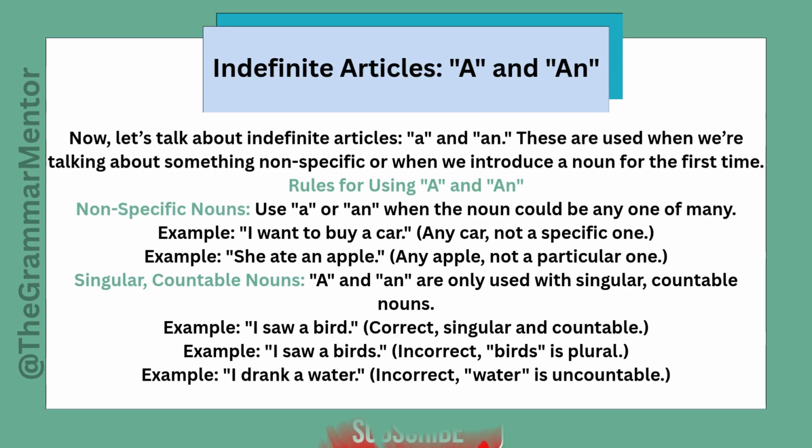Indefinite articles. A and an. Now let's talk about indefinite articles, a and an. These are used when we're talking about something non-specific or when we introduce a noun for the first time. Rules for using a and an. Non-specific nouns. Use a or an when the noun could be any one of many. Example. I want to buy a car. Any car, not a specific one. Example. She ate an apple. Any apple, not a particular one.